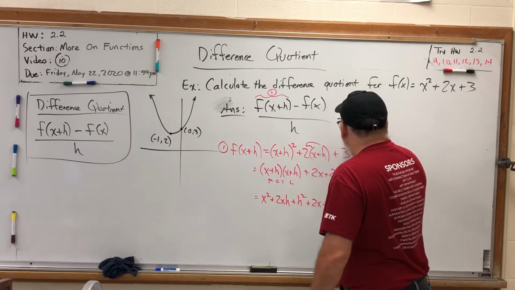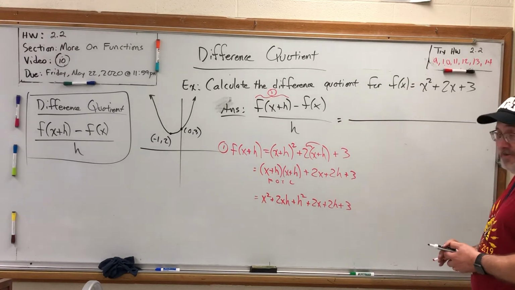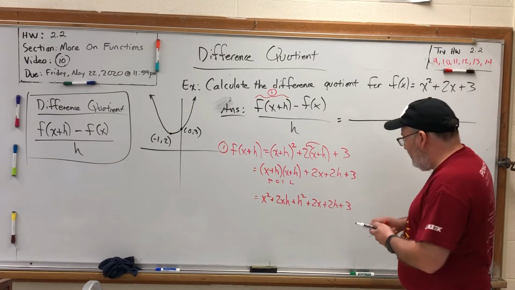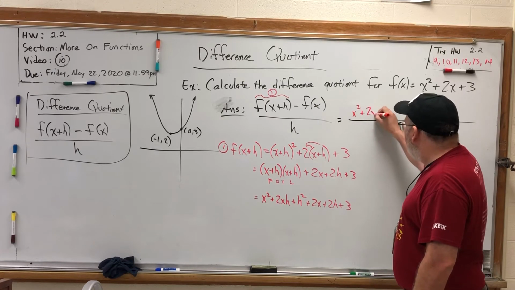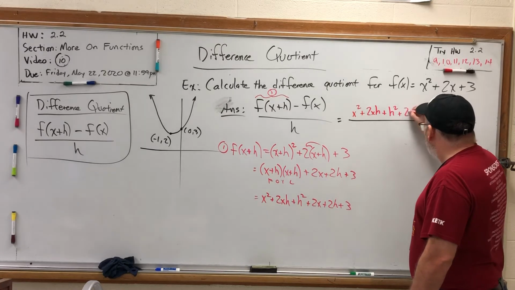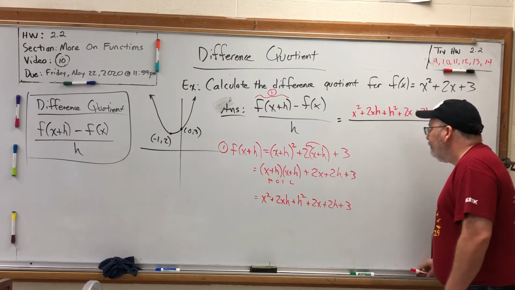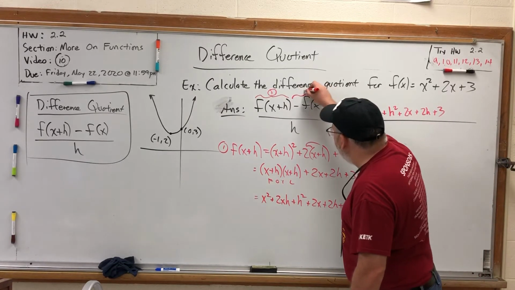But that's okay. Let's get our function set up. Our difference quotient set up. So I just busted open f of x plus h, so let me carefully bring it all up here. X squared plus 2xh plus h squared plus 2x plus 2h plus 3. Okay. Second part, subtract the original function.